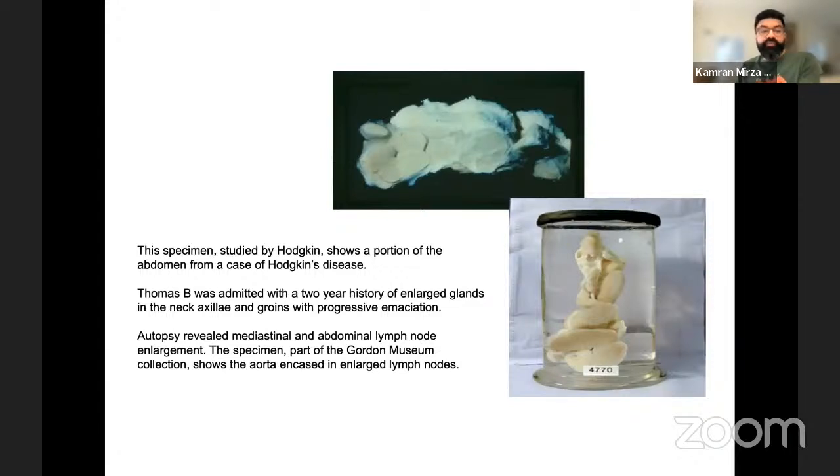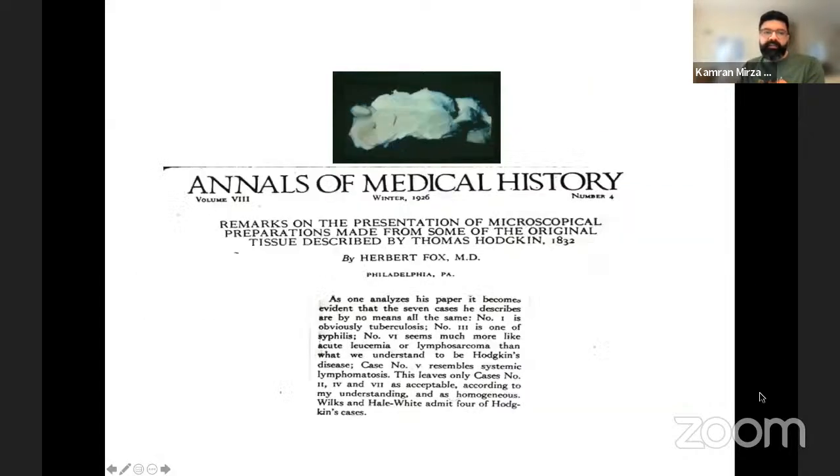In fact, if you go to England, the Gordon Museum in London still has the original specimens from Thomas Hodgkin's cases that you can go and view. I think it's not open to the public, but if you write or email the museum curator, they can arrange a time for you to come and see this. So it's very cool because you can see the original specimens.